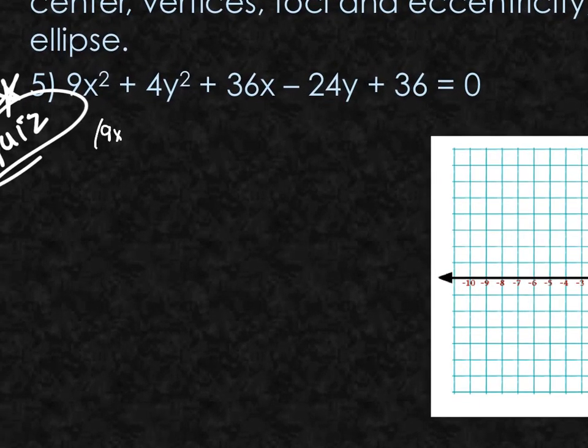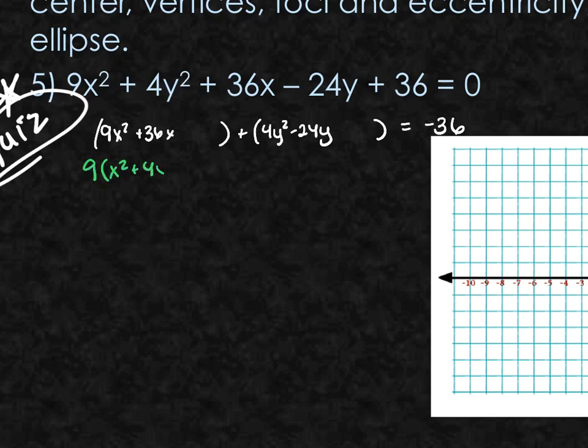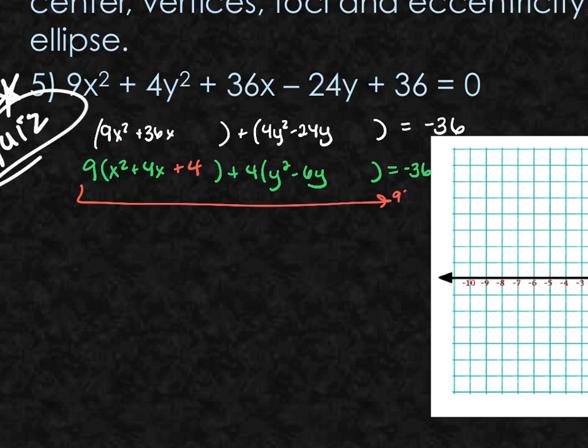So I'm going to group 9x squared and 36x. And I'm going to group 4y squared and 24y. And I'm going to bump the 36 to the outside. Take out the 9. Take out the 4. Take the 4, divide it by 2, square it. It's 4, add it to the other side after you multiply it times 9. Take the 6, divide it by 2, it's 3, square it. It's 9, add it to the other side after you multiply it by the 4.